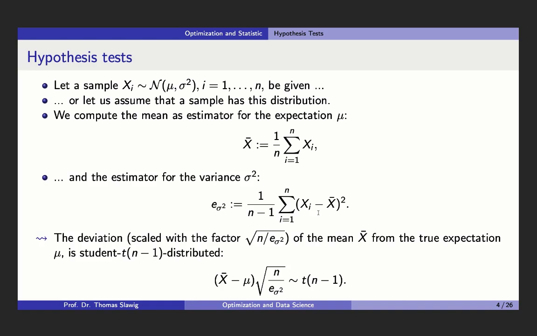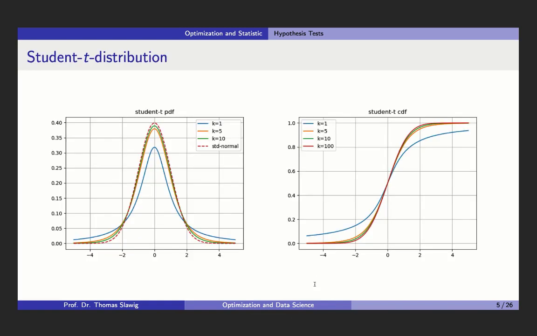We also computed that we know the distribution of the deviation of the mean x bar from the true expectation. We know that this is a student t distribution when we additionally have this scaling factor on the left hand side. So this difference from the mean value of our sample to the unknown expectation of the normal distribution which is underlying our samples, if we scale it with our estimator of the variance and the number of points in the sample, then we know this has this special distribution. It's a symmetric density function, and here you have the distribution function.